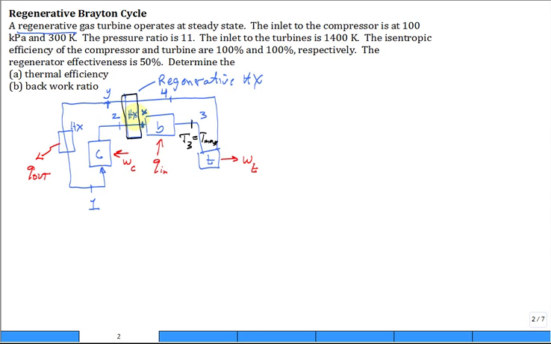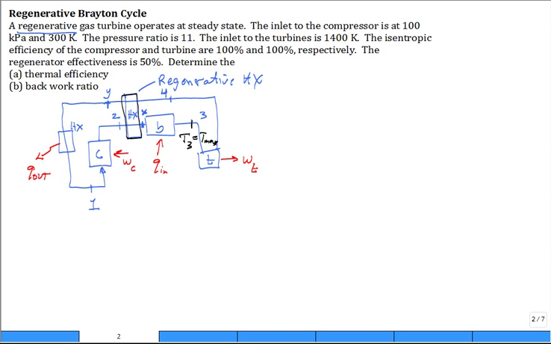Is there any pressure loss in the heat exchanger? No. You do have a high pressure side because it's high pressure at states 2, X, and 3, and the low pressure side, it's low pressure at 1, Y, and 4. But that's a regenerative gas turbine. Let's do this.